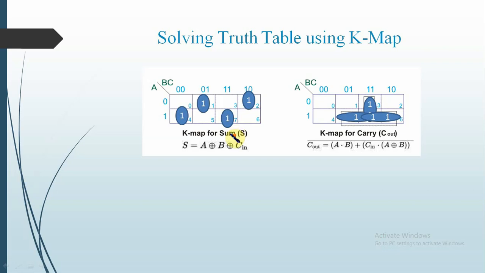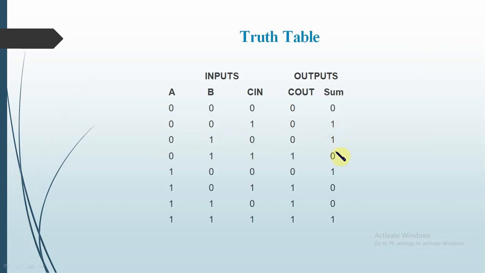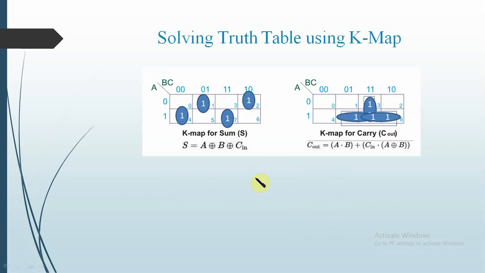And for the sum, 1 appears four times, at cells 1, 2, 4 and 7, and those values will be put here. There is no chance for pairing here. So we take the singles, and using some Boolean rules we reduce the equation, and we get that equation: A XOR B XOR C. After reducing, we got that equation.